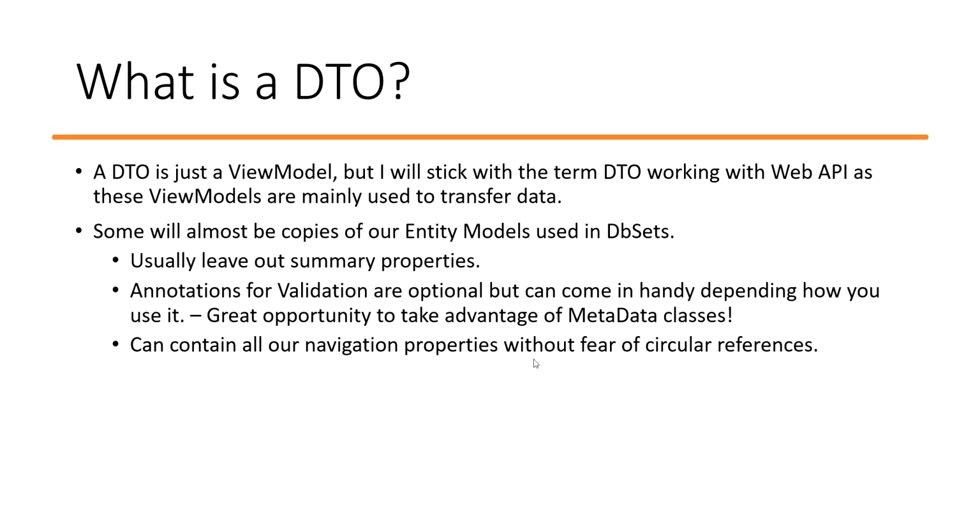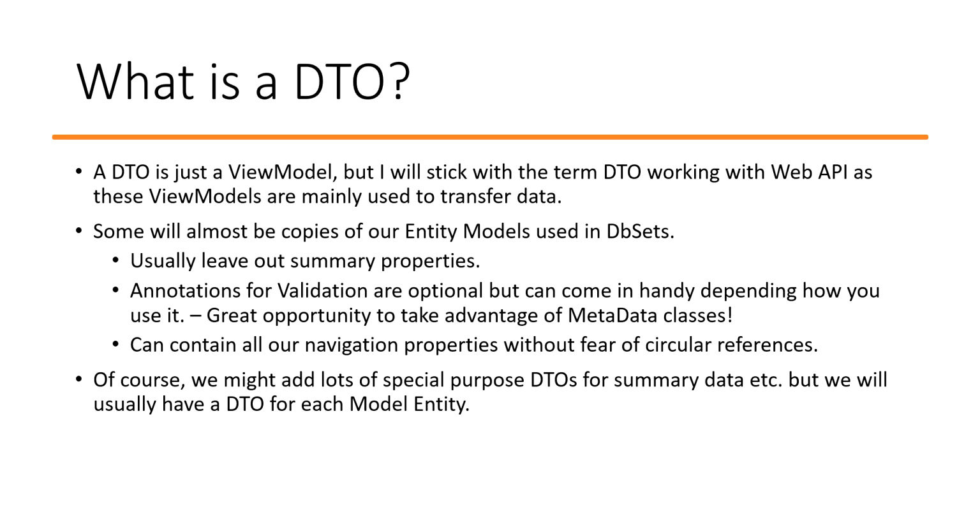It can contain all of our navigation properties without fear of circular references because we'll be in control of moving data back and forth between the entity model and over into the actual DTO object and back and forth. We'll control that code so there's no chance of getting circular references. And you might have lots and lots of special purpose DTOs for summary data. Maybe you think about reports, right? We have group by queries where you're summarizing by this, min, maximum, averages, and so on. Put those into a data transfer object and send the data down, right? That's another reason we'll have DTOs later on as well.